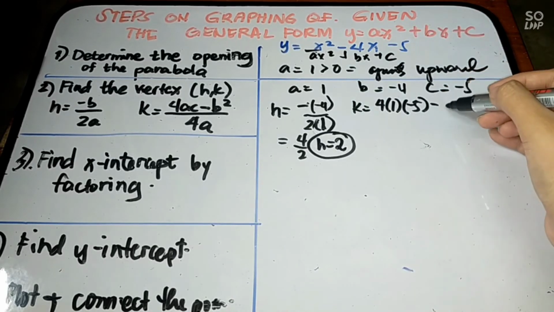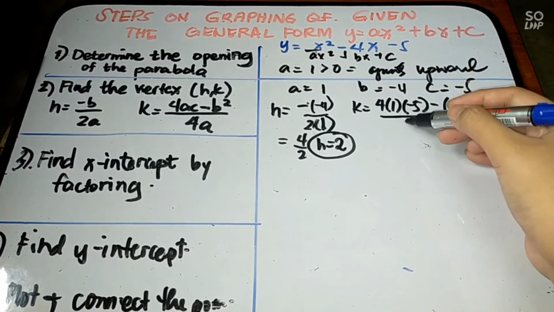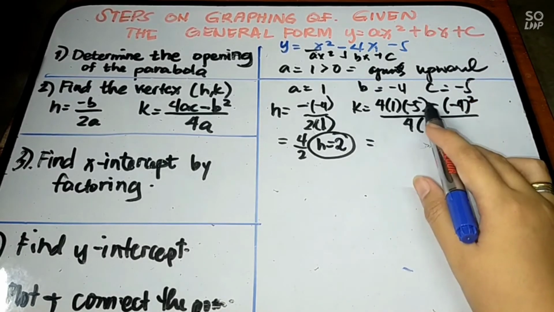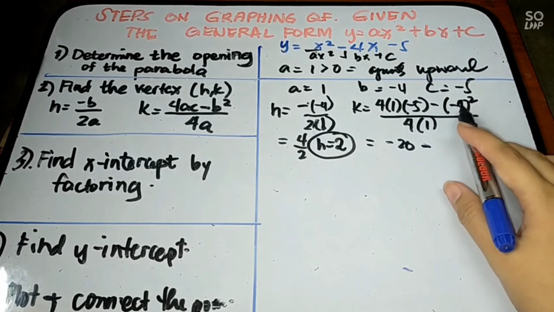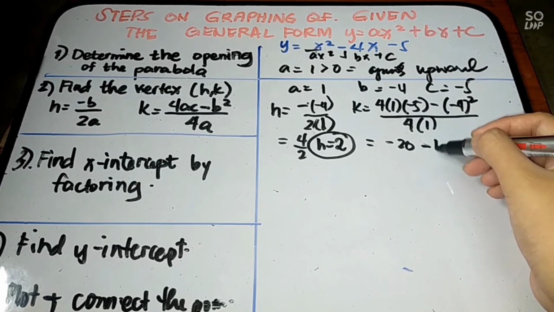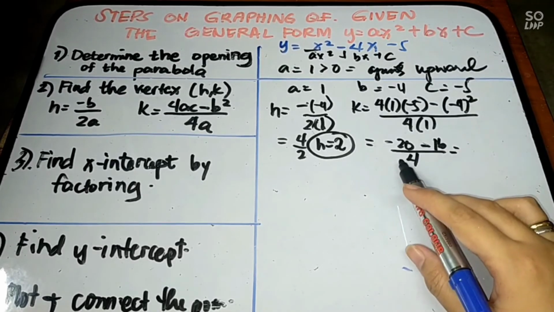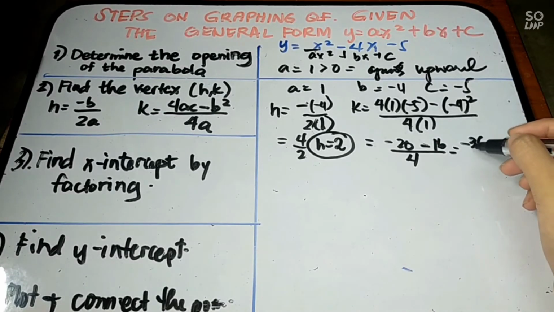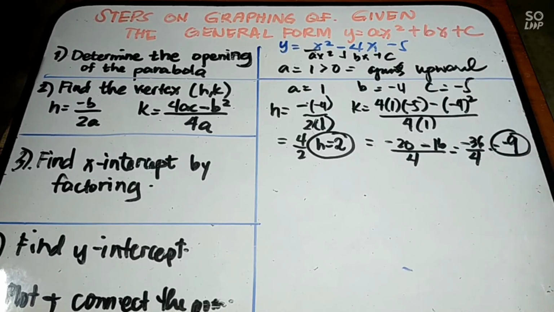And then, minus b, which is negative 4 squared. Then, over 4 multiplied by your a, which is 1. Then, solve. 4 times 1 times negative 5, the answer is negative 20. Minus, negative times 4 squared, that becomes 16. So, negative 16 over 4. Then, solve. Negative 20 minus 16, the answer is negative 36 over 4. That is negative 9. This is now your k.